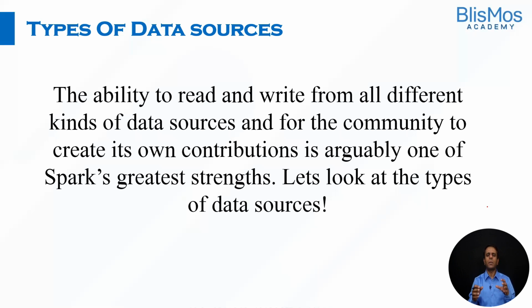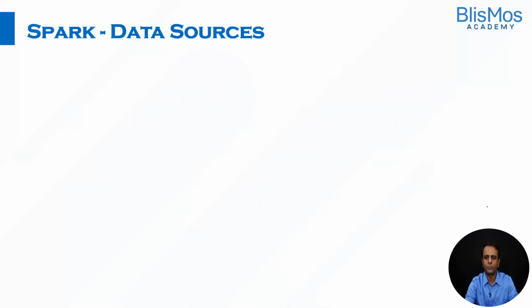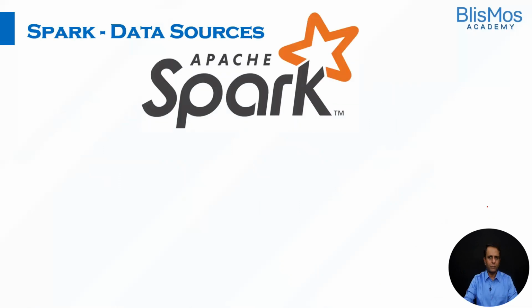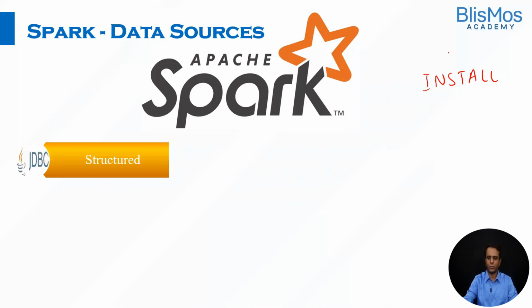Let's look at the types of data sources. As we understood, we have 6 core data sources supported by Spark. What it means is, when you install Spark, 6 core data sources are supported by default. Let us look at which are those.